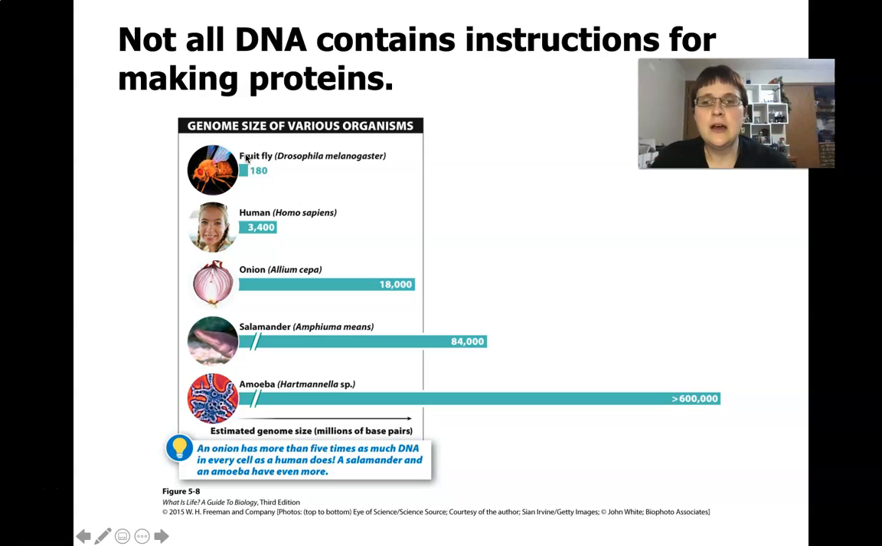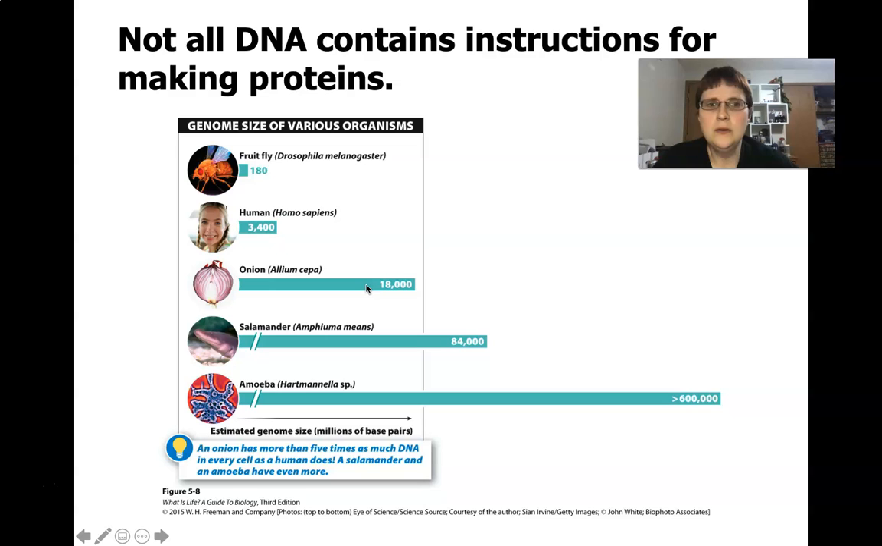And you can see that the fruit fly genome is not nearly as big as, say, a human genome. So 180 million base pairs versus 3,400 million base pairs. And like I mentioned before, fruit flies, they cut that into 4 chromosomes versus our 23. But if you look at something like an onion, it has 18,000 base pairs. And that's huge compared to humans.